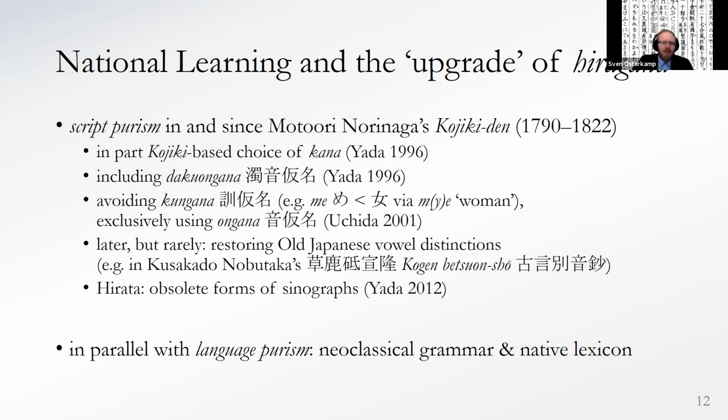Finally, it has been noted that some authors, such as Hirata Atsutane and his followers, made deliberate use of obsolete forms of sinographs, and so it's not just the kana, but also the kanji in the text that would give you that feeling of antiquity. So we have a whole set of related phenomena of script purism here, which I think should also be seen in parallel with similar tendencies towards language purism, which shows itself first and foremost in the adherence to neoclassical and at times even neo-old Japanese grammar and the native layer of the lexicon.